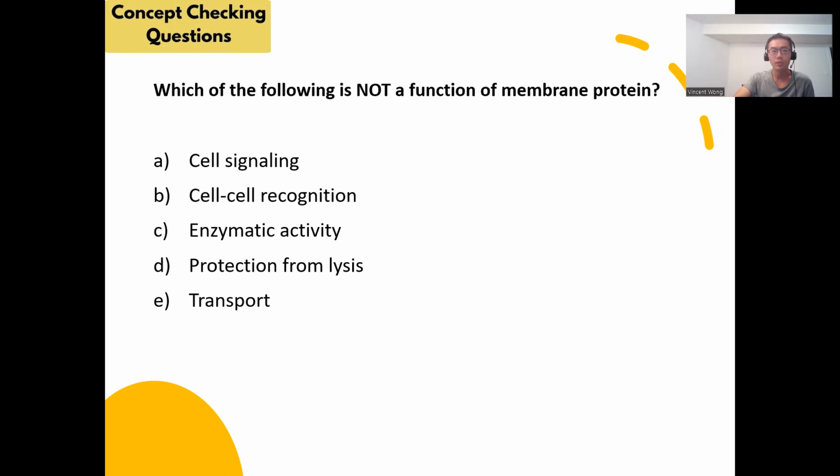Okay, last question. Which of the following is not a function of membrane proteins? We just learned 6 functions. Attachment to cytoskeleton, cell signaling, enzymatic activity, cell-cell recognition, forming intercellular junctions, like gluing 2 cells together, and transport, right? Number 6. So if you compare it to what I said with the list, this is not a function of membrane proteins. It doesn't protect the cell from lysis. Lysis means breaking, right? Burst, right?